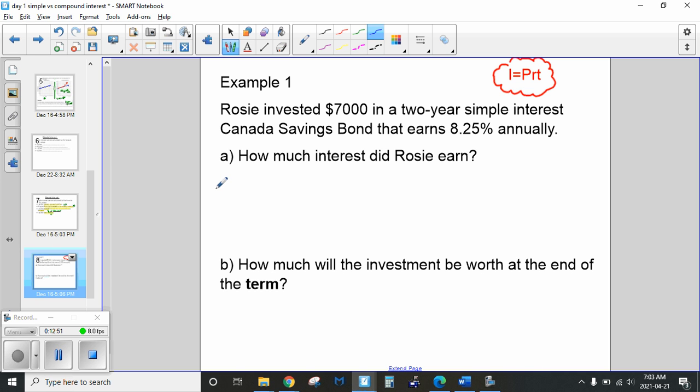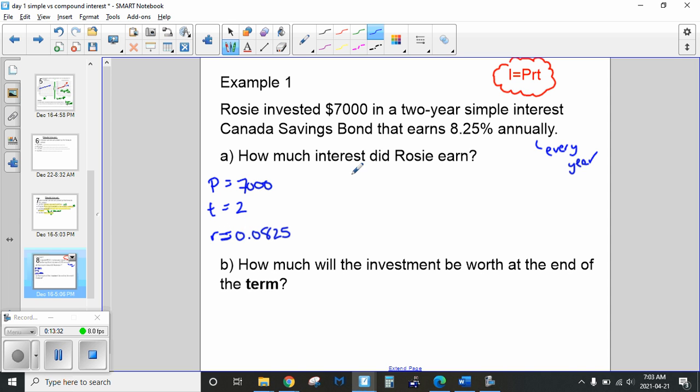So it says Rosie invested $7,000. Rosie invested, that's the principal. She invested $7,000 into a 2-year, so it sounds like time, a 2-year simple interest Canada Savings Bond that earns 8.25% annually. That means every year. So the interest rate was 8%, really 8.25, and that looks like 0.0825. So I've divided it by 100 to put it in decimal form.